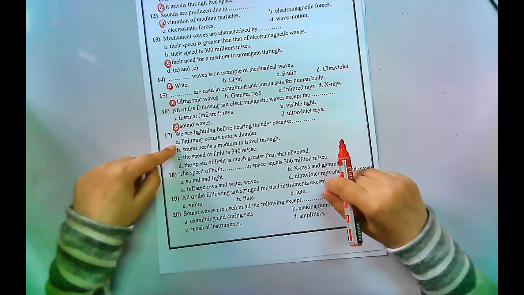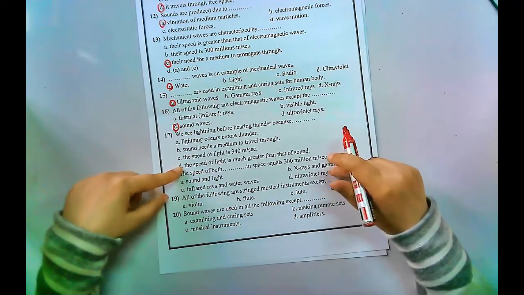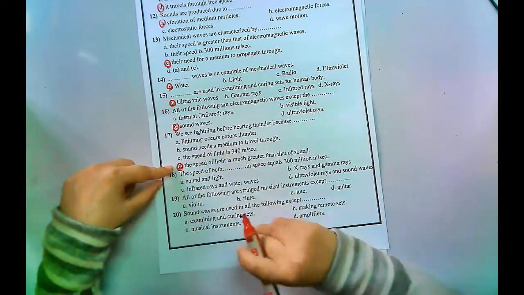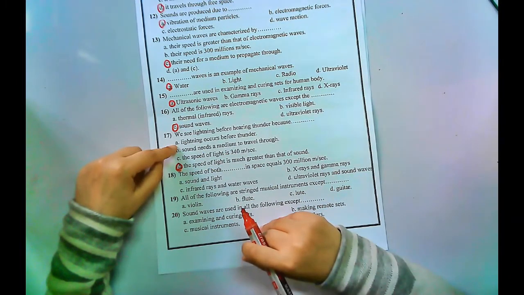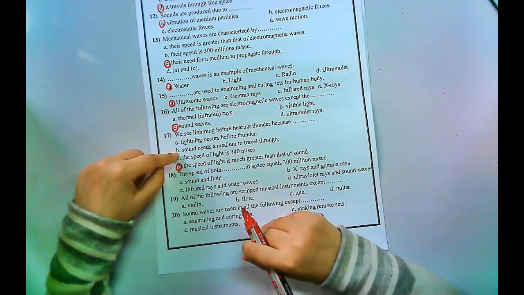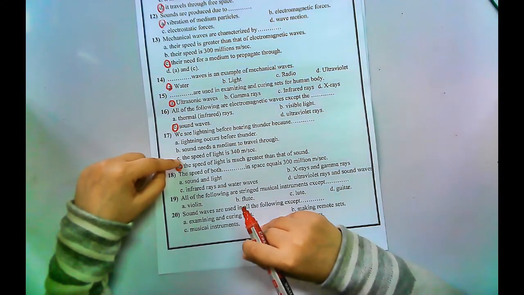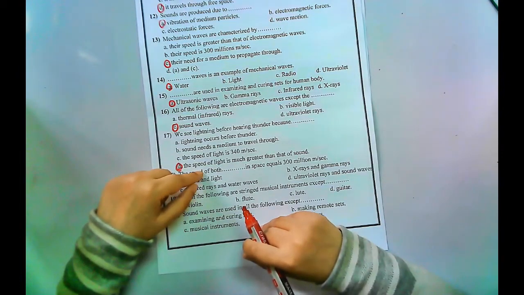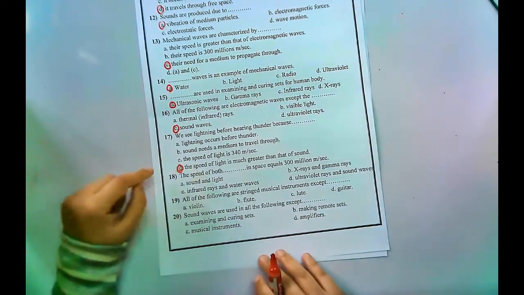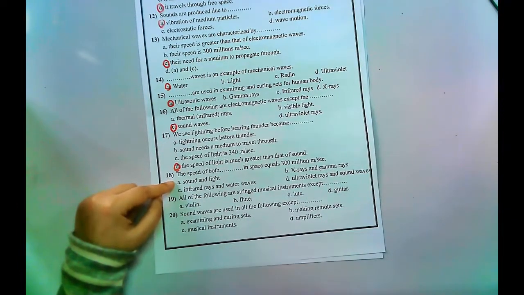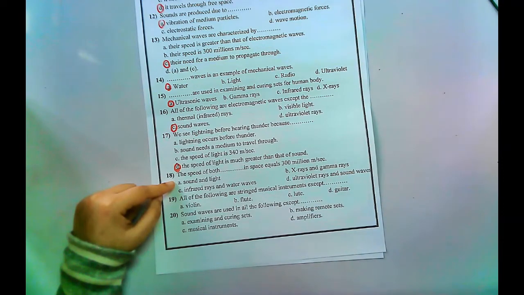We see lightning before hearing the thunder because the speed of light is much greater than the speed of sound. Lightning occurs before the thunder, no, because they occur at the same time. Sound needs a medium, okay, but also light travels through a medium. This is not the problem. The speed of light is 340, no, this is the speed of sound. The speed of light is much greater than sound. The speed of both in space equals 300 million meters per second.